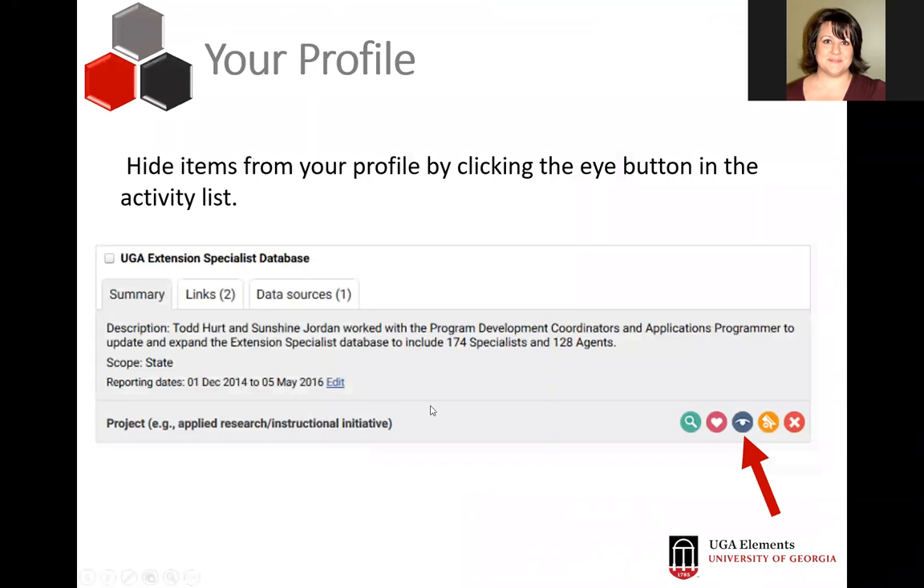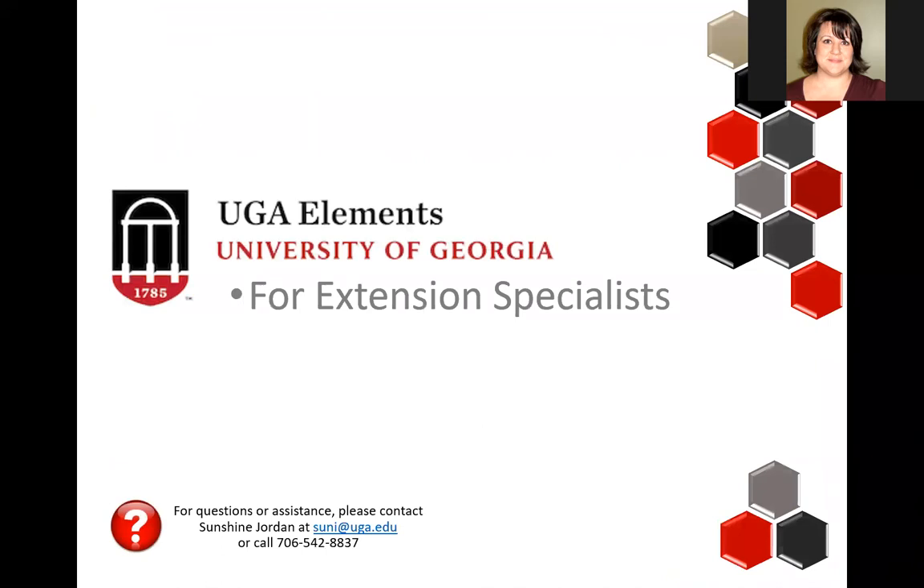So you can hide things from your profile, and I'll show you when we get into Elements too, but there's a little I button. I think it's an I. You click on that and it will X that out, and this activity won't show on your profile. And that goes for publications, professional activities, all that good stuff. You can hide those from your profile.